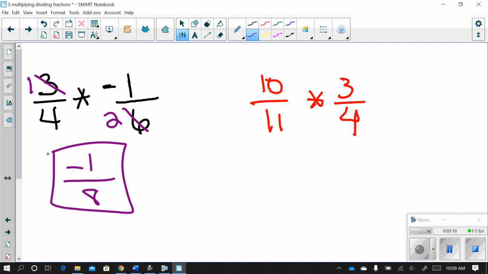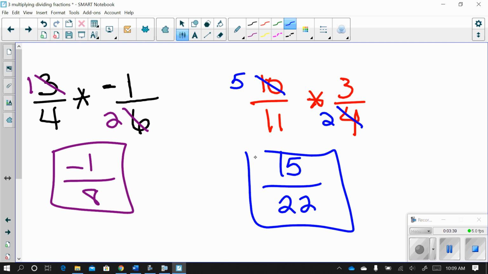Okay, pause the video and try the next problem, please. Okay, so again, I'm looking at my first diagonal. 4 and 10. What goes into both of those? Well, they're both even, so 2 goes into both of them. How many times does 2 go into 10? 5 times. How many times does 2 go into 4? Twice. Okay, if I look at my other diagonal, can I do anything with 3 and 11? Nope. So I can just go ahead and multiply. 5 times 3 is 15. 11 times 2, 22. And look, no reducing.